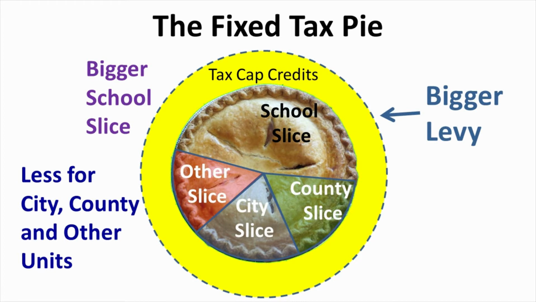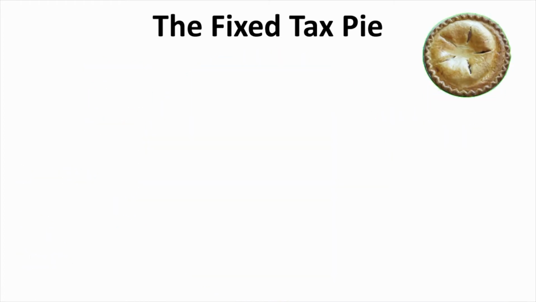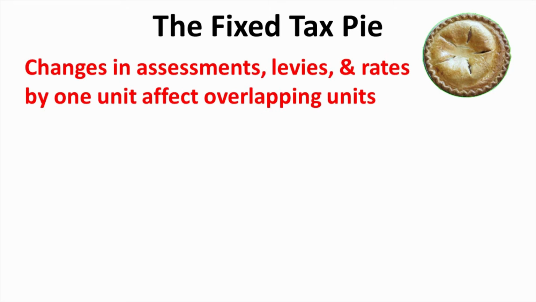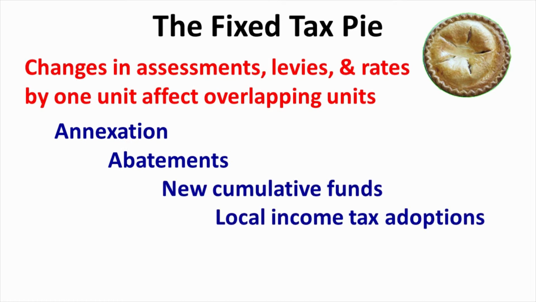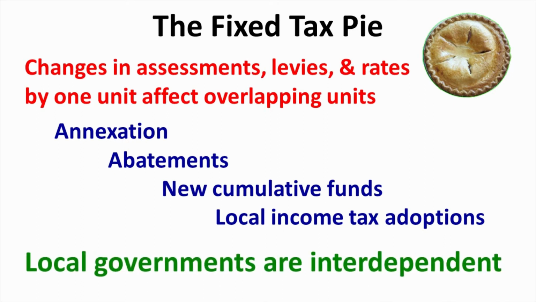The tax caps mean that any action by one unit which changes assessed values, levies, or rates can affect all the overlapping units. Annexations, abatements, new cumulative funds, local income tax adoptions, when tax rates are high enough, the actions by one unit will affect the revenues of all the others. Indiana local governments are interdependent like never before.